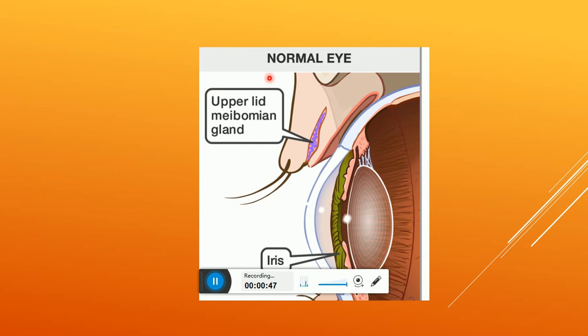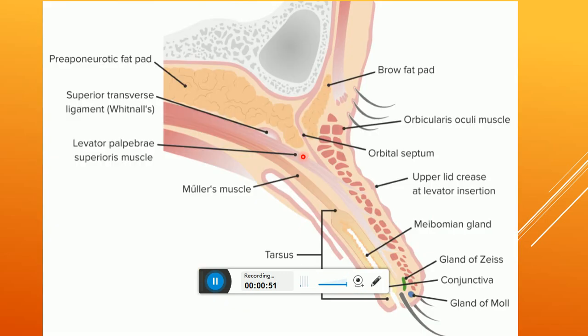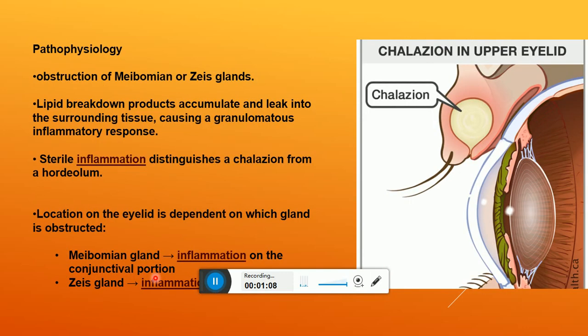So this is a normal eye and this is upper lid meibomian gland. Again here you can see meibomian gland. It is present in the tarsal plate, and here you can see the glands of these. Obstruction of these glands also causes the lesion.